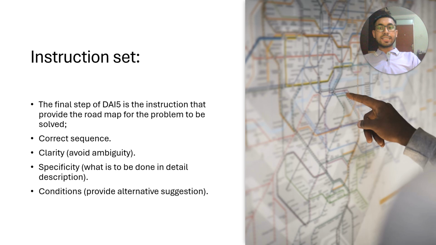Specificity: there should be detail about each and every step, and a description about the work. Conditions: if, for example, some uncertainty comes, there should be an alternative way we follow to proceed with our work. These are all mandatory things that should be included in our instruction sets. So that's it. This is all about the DAI5 framework, which we should follow to achieve our goal and resolve our problems. Thank you so much.